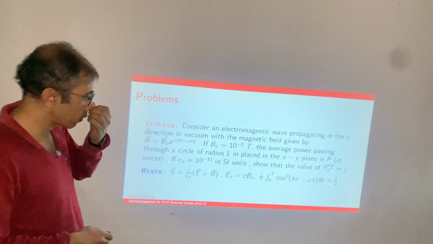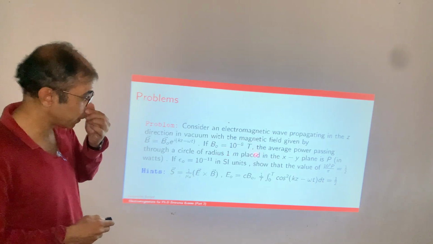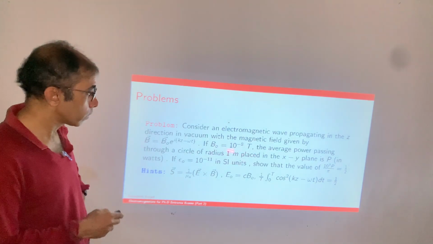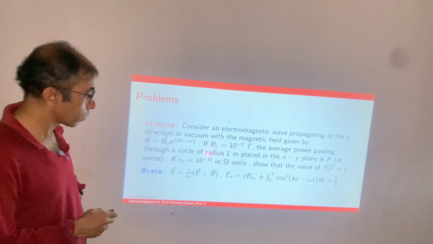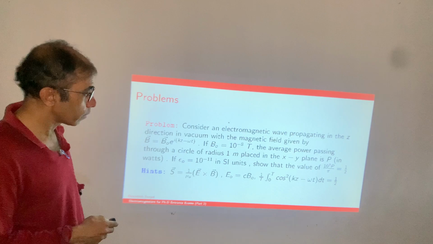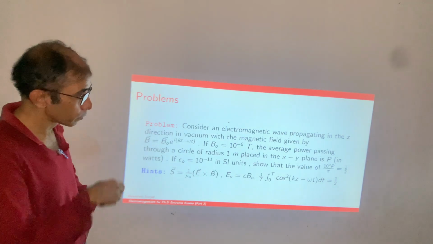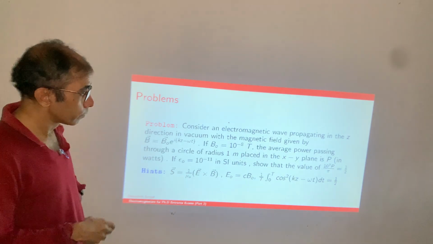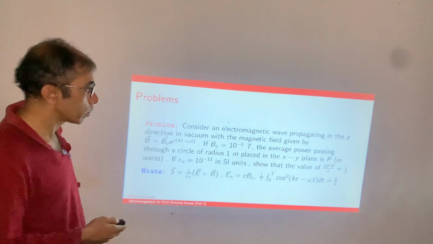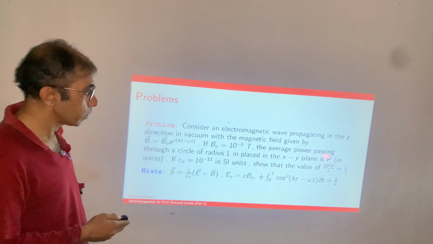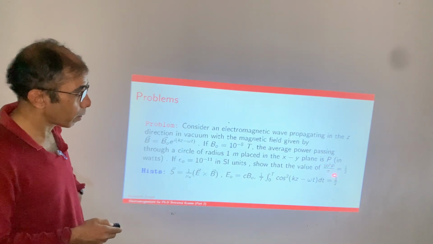And once you get S average, you multiply it by pi r square, the area of this circular region, and that will give me the power that is crossing that area, or the energy that is crossing the area per unit time. So that is P, and this is check 10 to the power 3 P by pi.